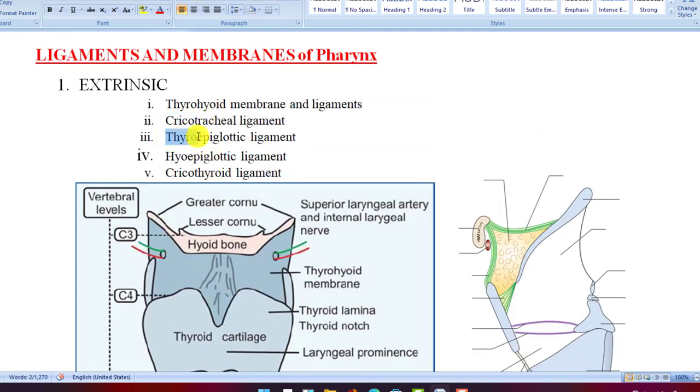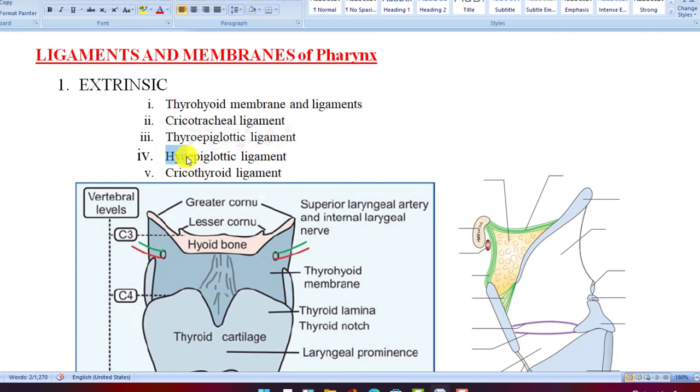Then there is the thyroepiglottic. Thyro means thyroid cartilage, epiglottic means epiglottis. So you can see here this is the epiglottis, right? And this is the thyroid cartilage. So in between the epiglottis and the thyroid cartilage, there is a ligament which is called the thyroepiglottic ligament, right?